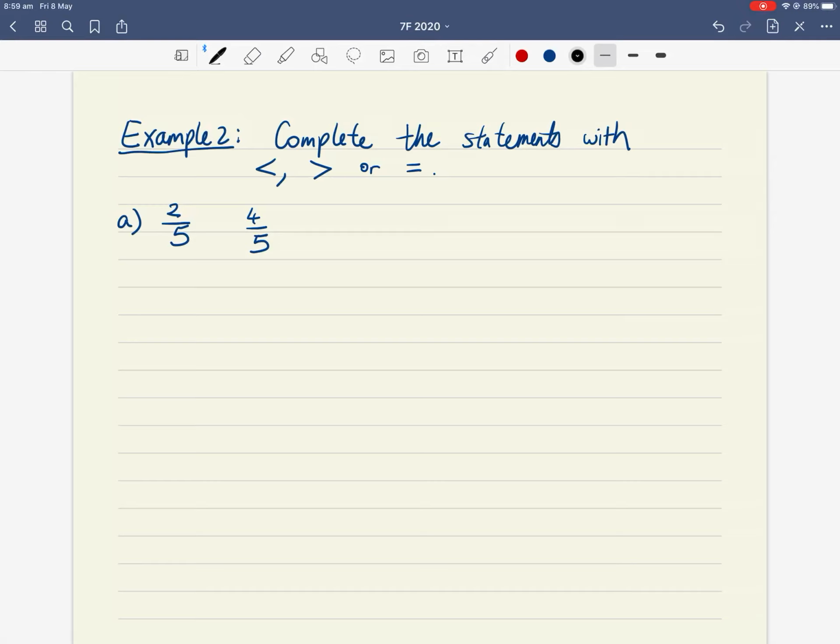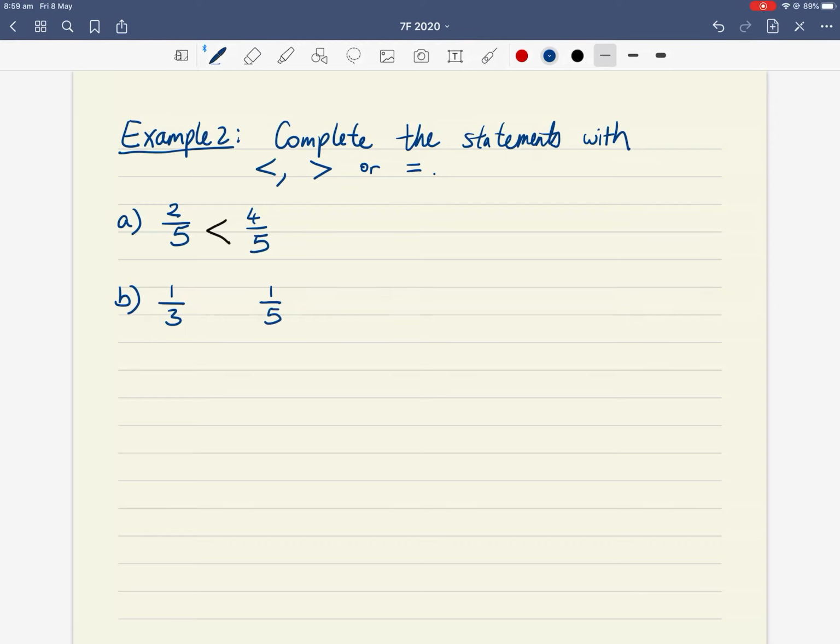So for part A, we're trying to compare 2/5 versus 4/5. Step 1, are your fractions improper? No, we can't make it any more simplified than it is now. Step 2, are your denominators the same? Yes, because our denominators are both 5. Step 3, look at the top numbers. 2 versus 4, 2 is less than 4, so we can write the less than symbol in there. So 2/5 is less than 4/5.